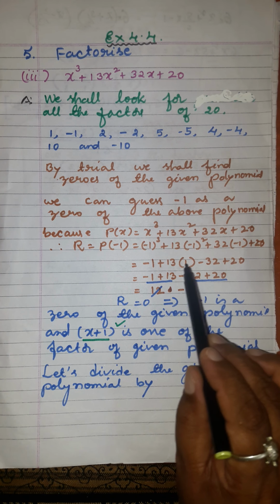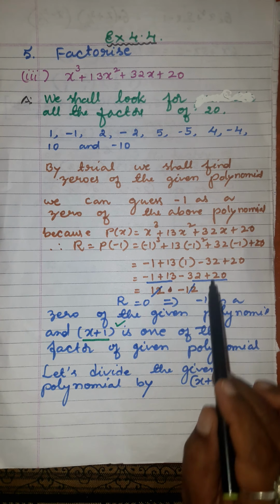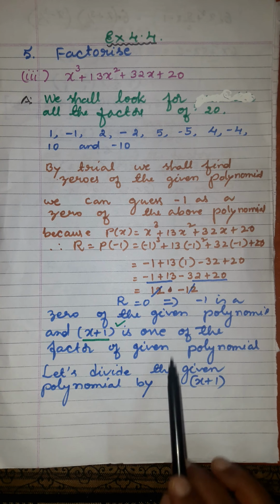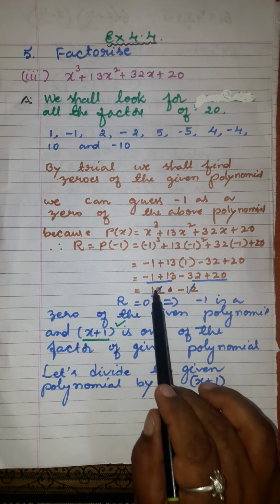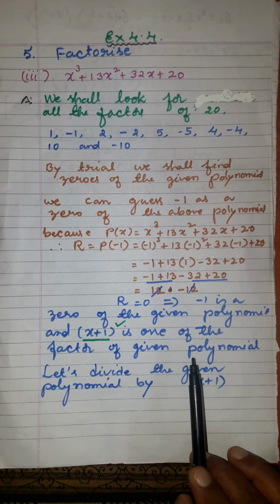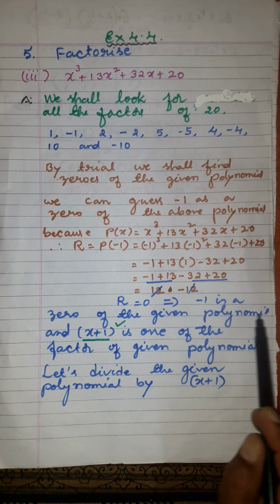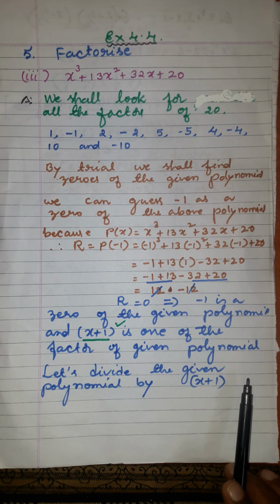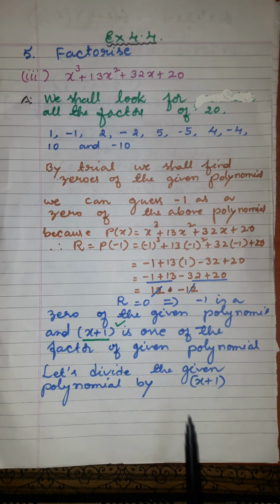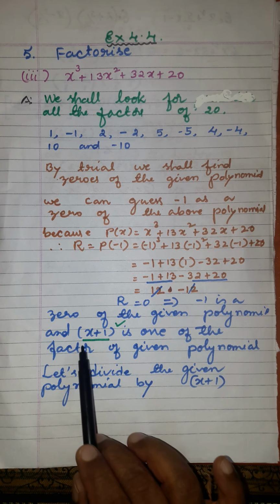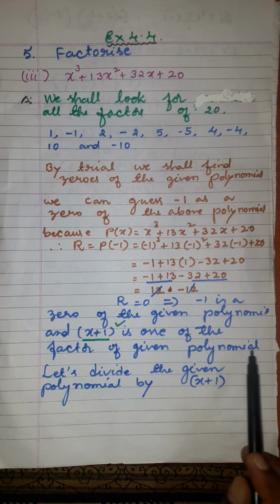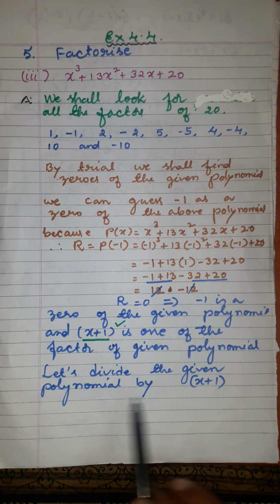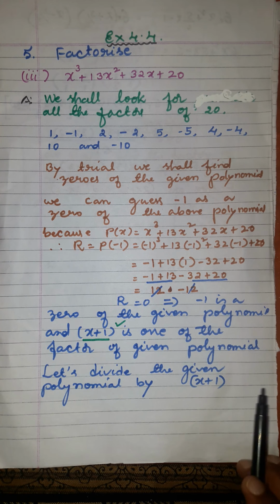So, minus 1 plus 13 minus 32 plus 20. 13 minus 1 is plus 12. Minus 32 plus 20 is minus 12. Plus 12 and minus 12 get cancelled. Remainder is 0. Therefore, minus 1 is a zero of the given polynomial. So, that means p of minus 1 is 0. That means x plus 1 is one of the factors of the given polynomial, because p of minus 1 is 0, by the factor theorem. Let us divide the given polynomial by x plus 1.